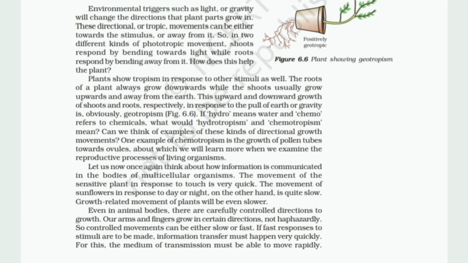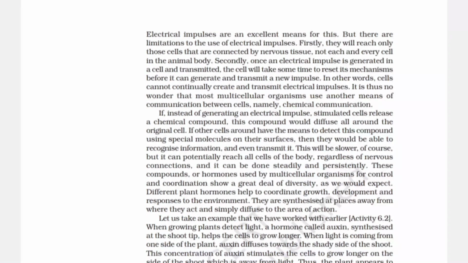Our arms and fingers grow in certain directions, not haphazardly. So controlled movements can be either slow or fast. If fast responses to stimuli are to be made, information transfer must happen very quickly. For this, the medium of transmission must be able to move rapidly. Electrical impulses are an excellent means for this.